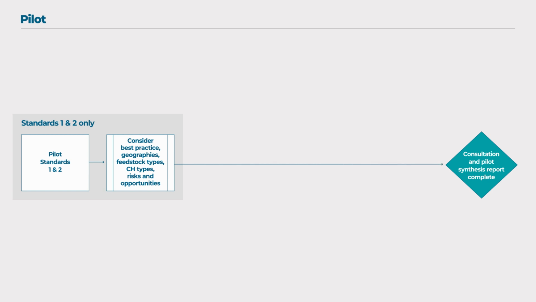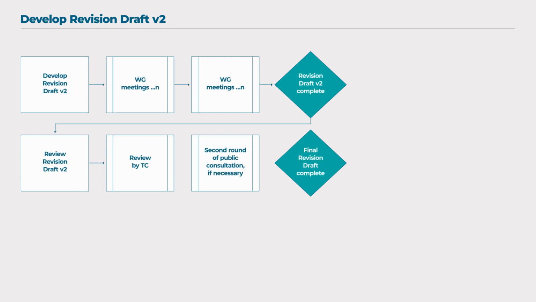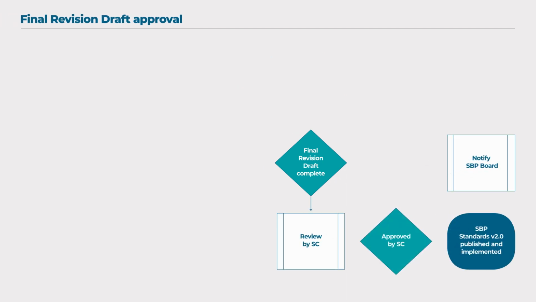Revision drafts of Standards 1 and 2 will be pilot tested across a range of conditions. The results of the public consultations and also the pilot studies will be collated. Once the wording is agreed by the working groups, the second draft will be reviewed by the technical committee and a second round of public consultation conducted if necessary. That final draft will be submitted to the Standards Committee for approval, and if satisfied, the Standards Committee will approve that final draft for publication.